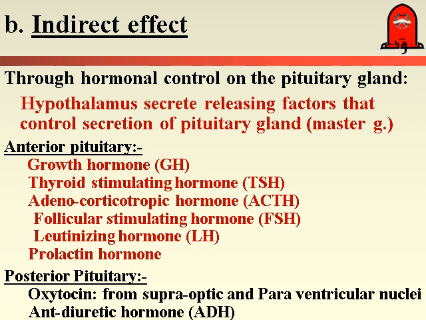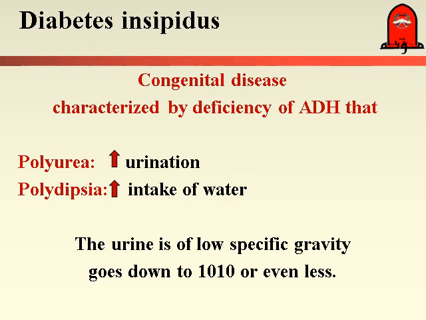Next we have the antidiuretic hormone. It is also released from nuclei of the hypothalamus. This antidiuretic hormone will regulate the process of urine concentration and dilution. We have certain diseases that may affect this part of the hypothalamus, for example, diabetes insipidus.